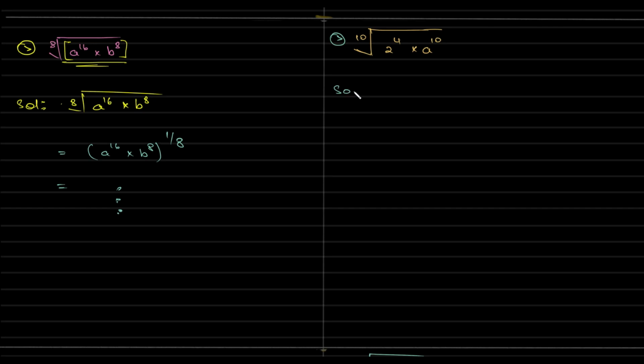Here too it's on a similar line. 10th root of 2 to the power of 4 into 8 to the power of 10. This is 2 to the power of 4 into 8 to the power of 10 whole to the power of 1 by 10. Okay. So we will complete this in time, but not now.